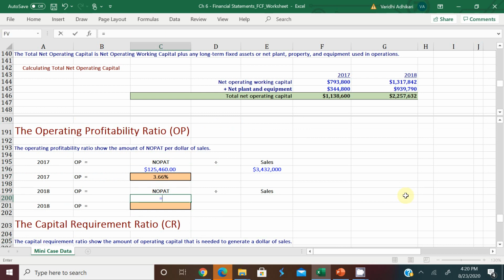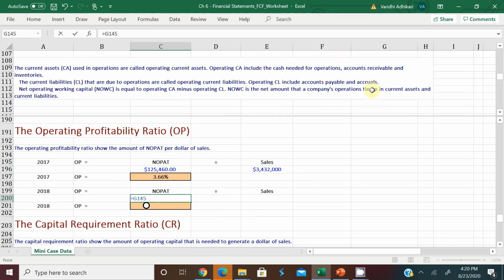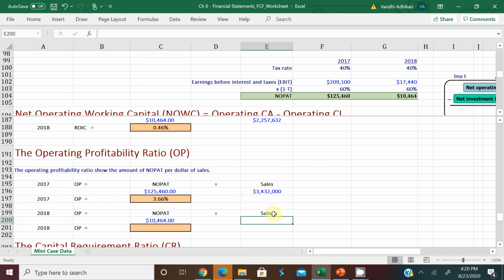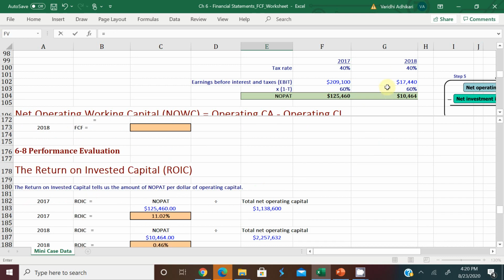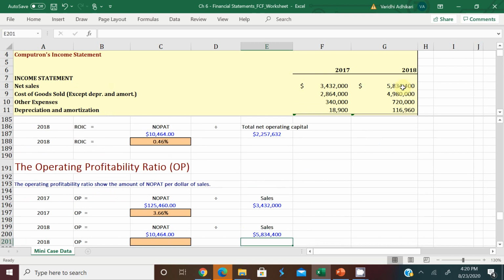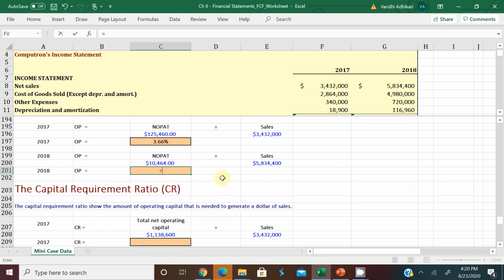So let's see what it was in 2018. So 2018 NOPAT, I'm going to remember the reference here, G104, and sales of that year. Sales in 2018 was, I'm trying to save some time just by doing 2018, but still taking a lot of time. All right, sales of that year was $5.8 million. So this was the NOPAT generated from a sale of 5.8 million.